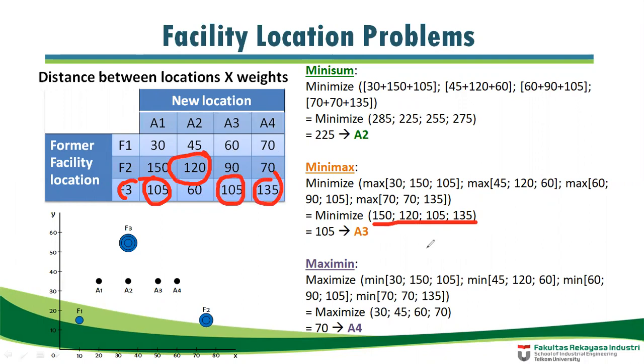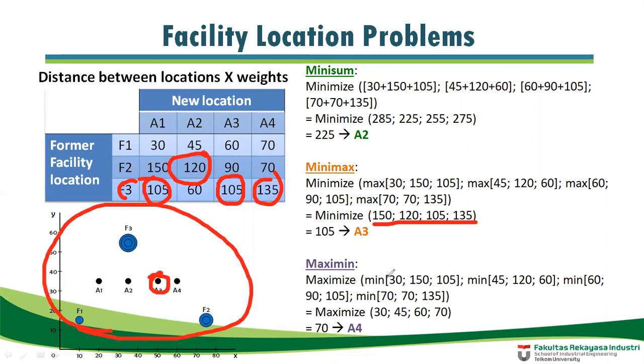After we know the maximum numbers, we can minimize. Minimize means you just select the minimum number of these. So the minimum number is taken from A3, which has the smallest value, 105. So we can put the new facility into A3.